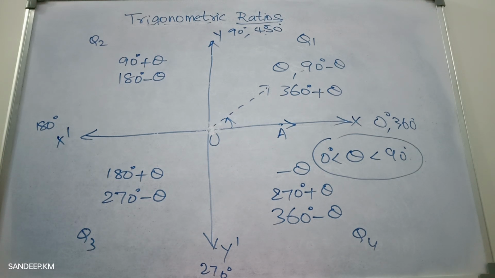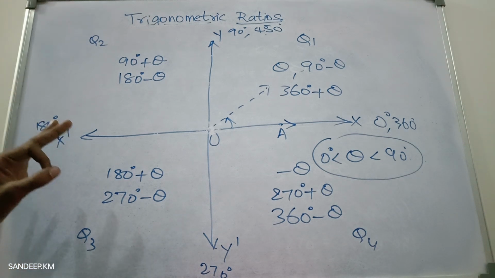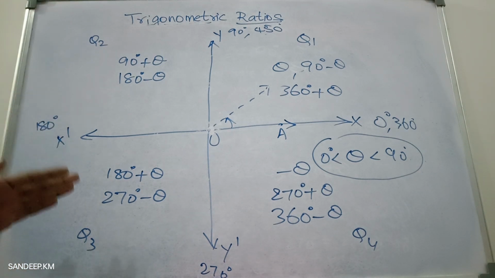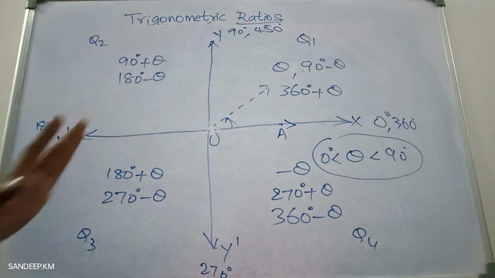So I hope you understood this. These are quadrant angles, and you should know where 90 plus theta is, in which quadrant, 180 minus theta which quadrant, 180 plus theta which quadrant. These are very, very important. So this is how we can locate allied angles.